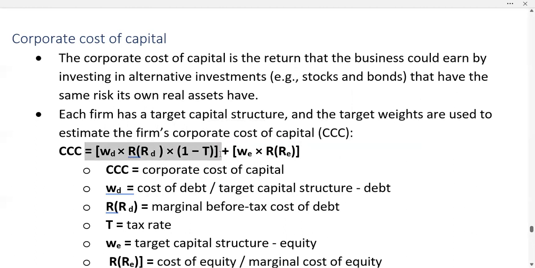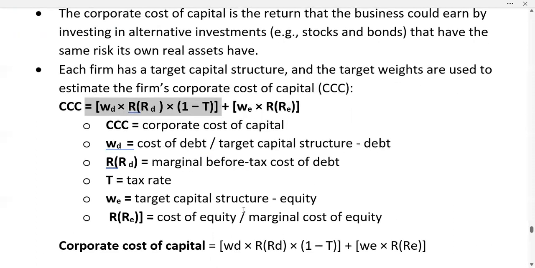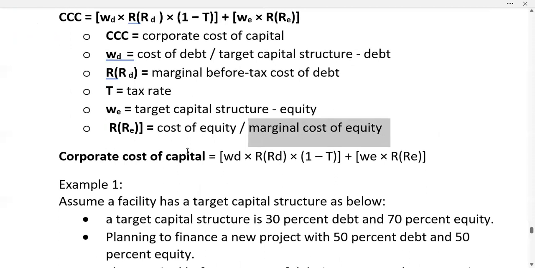Once you have this, you also need to calculate the cost of equity, which is your WE, the target capital structure equity, multiplied by your RE, or the marginal cost of equity. Right, so let's look at an example.